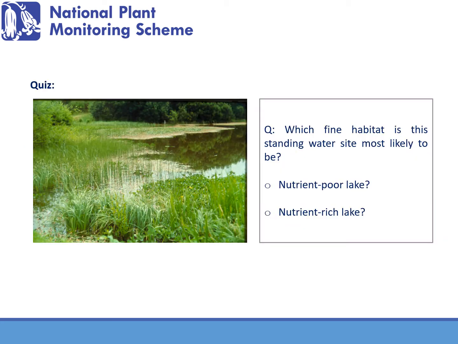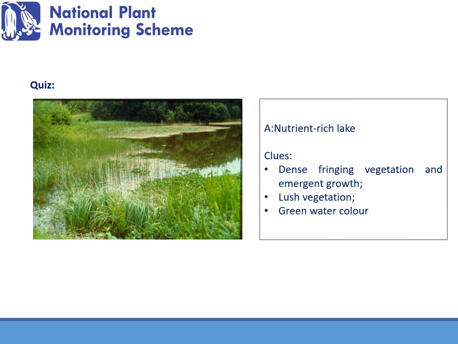Okay, let's just have a quick refresher and reminder of what we've learned so far about the different fine habitats that you might encounter. Take a look at this photo and decide whether you think this is most likely to be an example of a nutrient-poor lake or a nutrient-rich lake. Yeah, the answer is a nutrient-rich lake. The clues that we're looking for here are dense beds of fringing vegetation and emergent growth, signs of lush vegetation, and a green water colour.